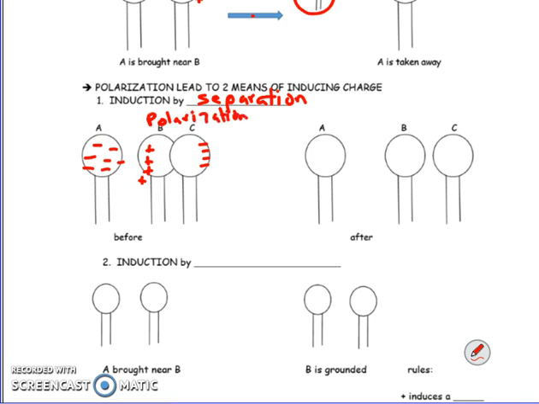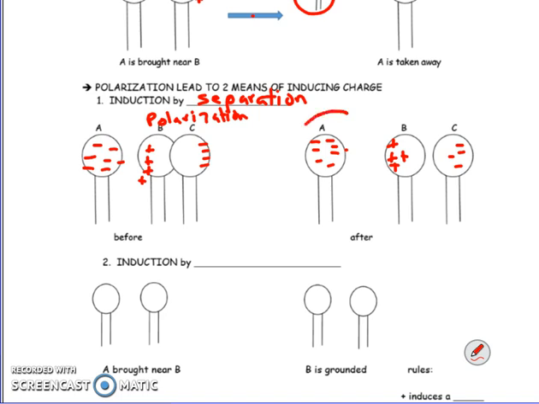Now, before I take A away, what I can do is separate B and C. If I separate B and C, then the negatives and positives are trapped within their respective spheres, and I've charged them. And the beauty is, I never had to touch A to B or C to induce a charge on either one. So that's one quick example of induction.